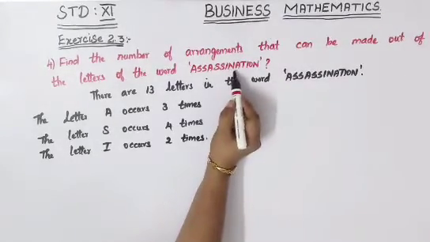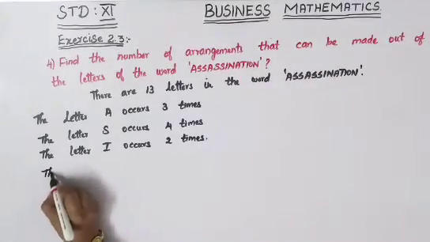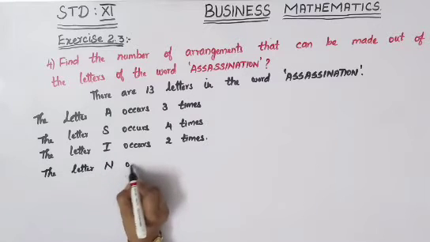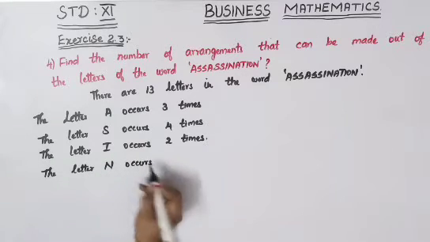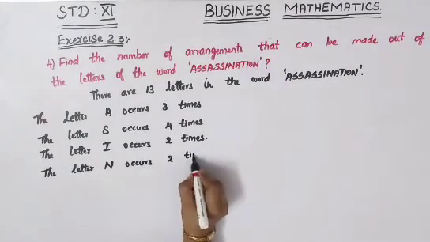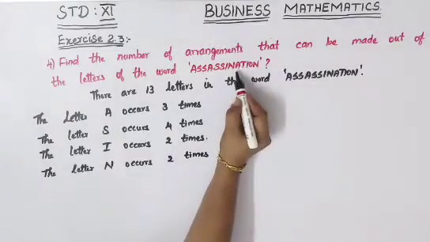Then I is over, then N. So the letter N occurs. Check how many N's are there. 1, 2. So 2 times. So A is also completed.